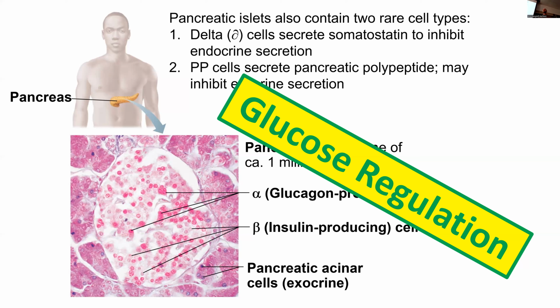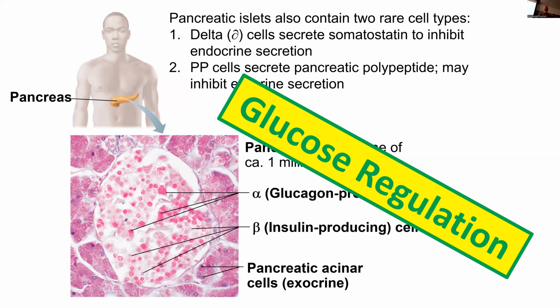Type 2 is a lack of response. Yeah, you're still producing insulin, but the cells just aren't responding to it the way they should. The beta cells are still doing their job. They're producing insulin, but cells throughout the body are just not responding to that insulin the way they should.